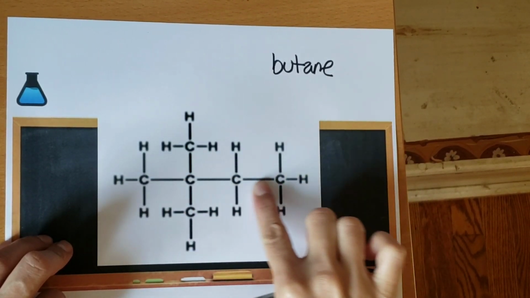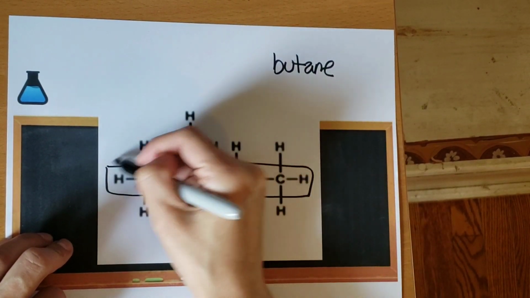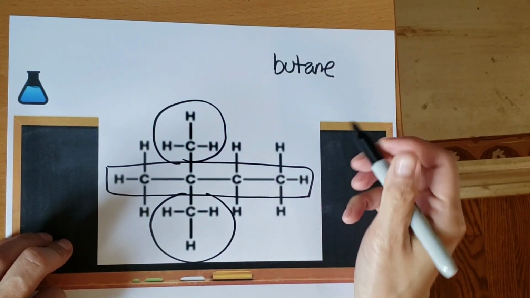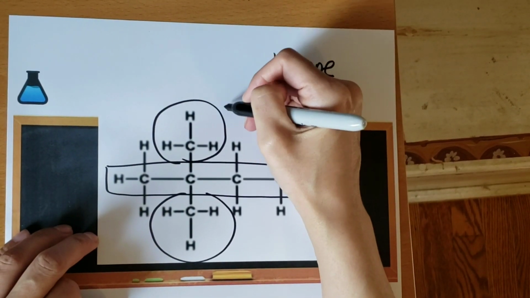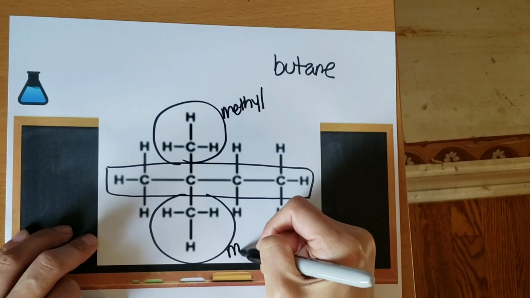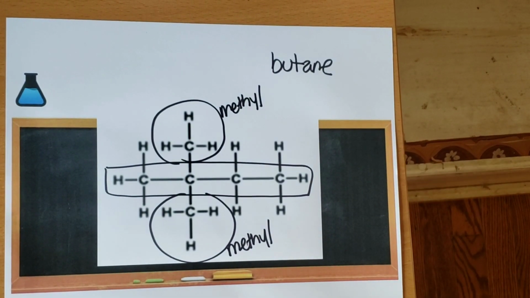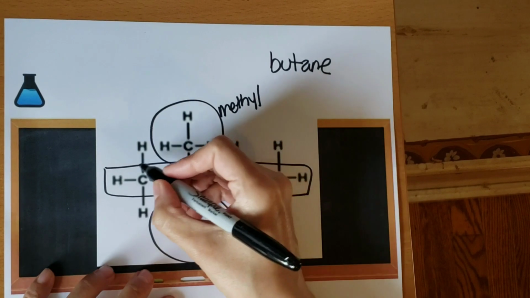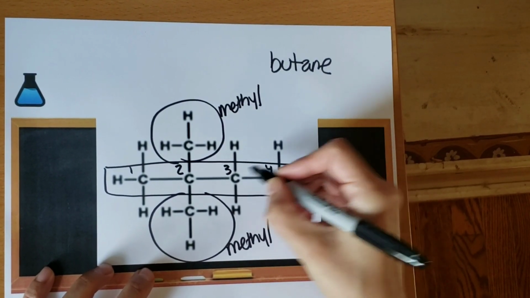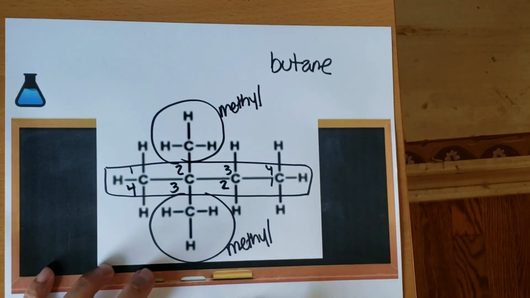So make sure that you realize that this here is the parent chain, and they have 2 branches, one on the top and one on the bottom. So this branch on top has 1 carbon, so it's meth, branch is yl. We do the same for the bottom. Now we have to find the location. So we're going to number our parent chain from left to right and right to left and see what locations we get.